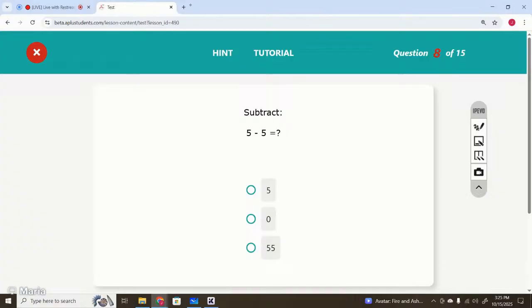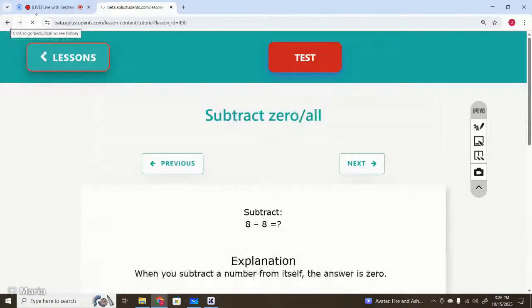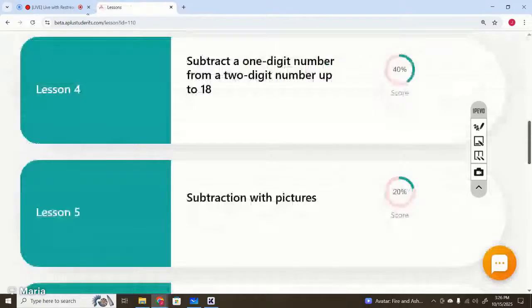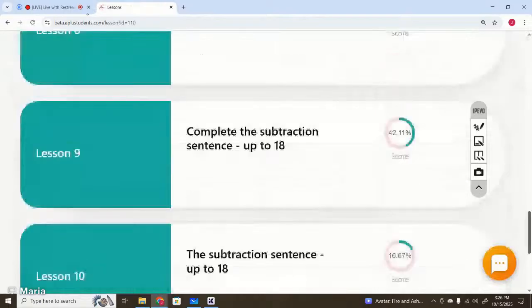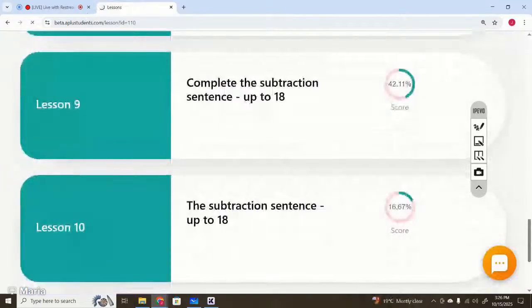Okay, you can complete the lesson by yourself later today. The next lesson is complete the subtraction up to 18. Let's just start with the lesson.